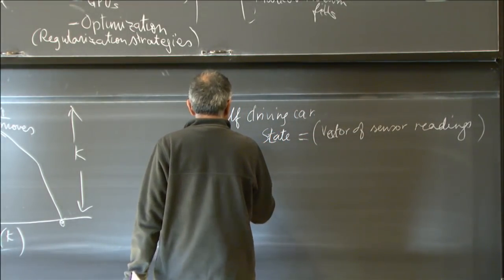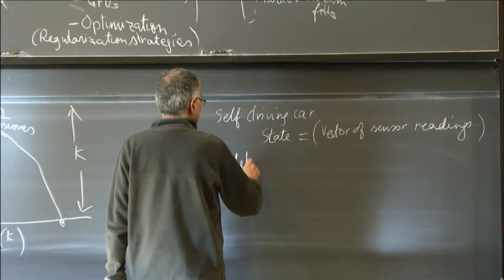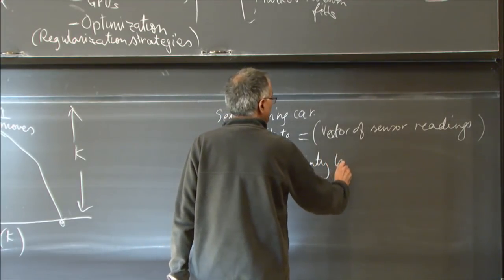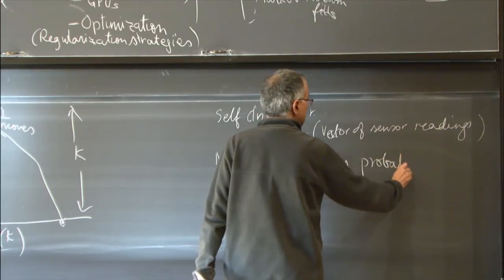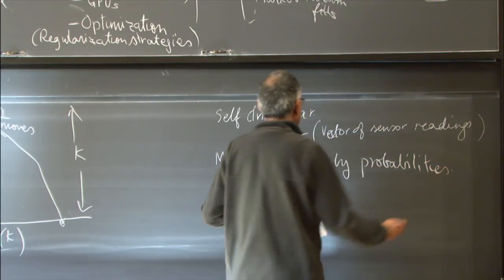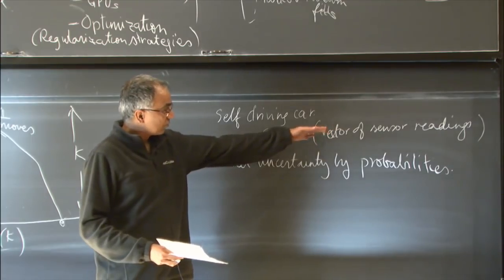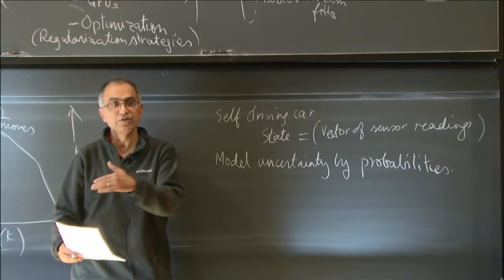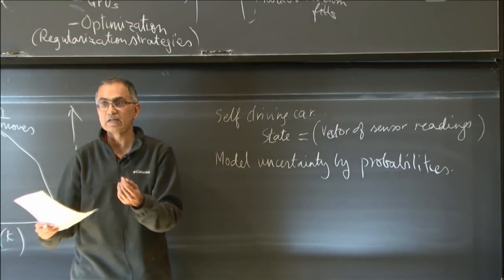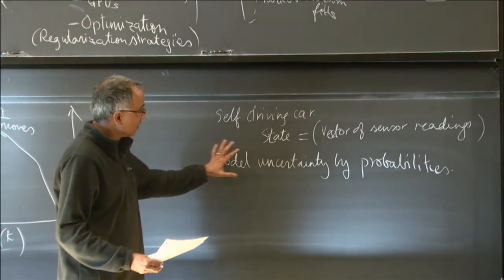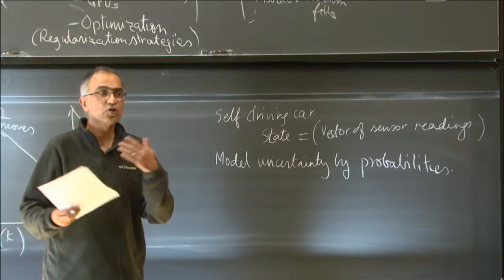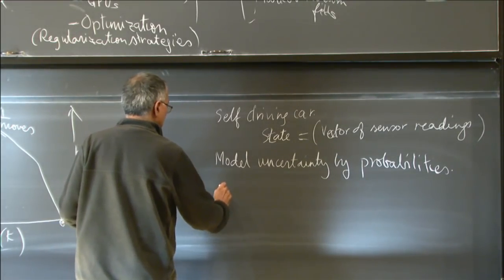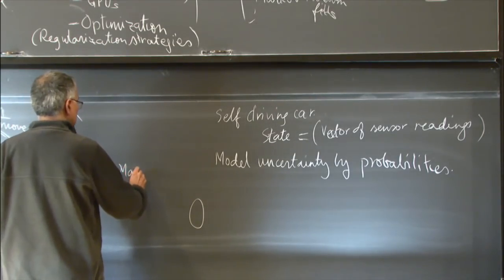The model, this is important, you model uncertainty by probabilities. There's all kinds of uncertainties. Your readings may be off, or even the forward model. When you turn the wheel, how much do you actually turn? Depending on the condition of the road, it may cause different things. All kinds of uncertainties. You model that by probability. That's a common scientific paradigm in many fields. So therefore, you have some kind of what's called a Markov decision process.